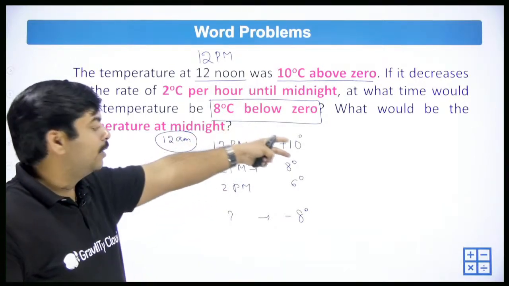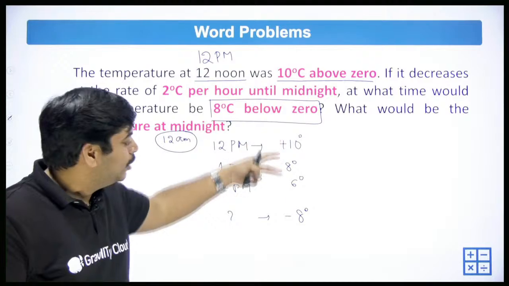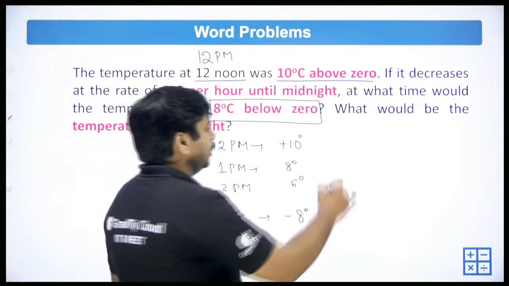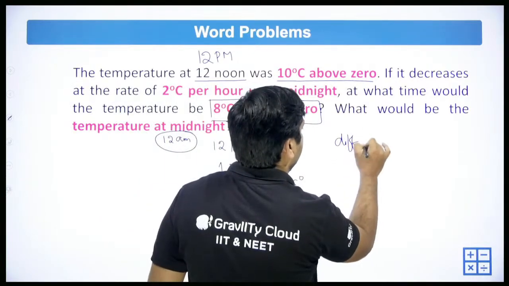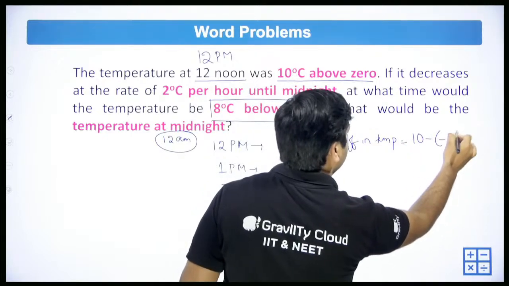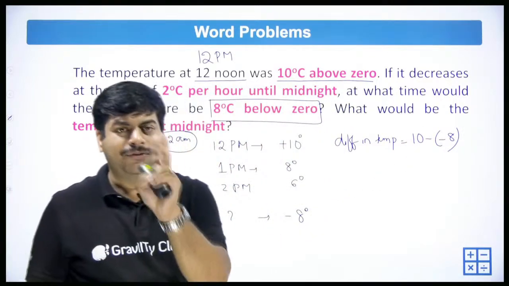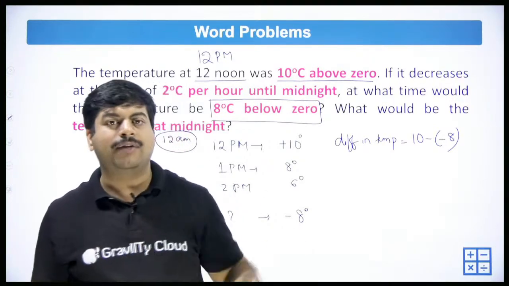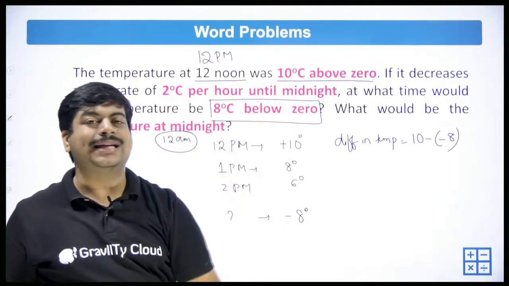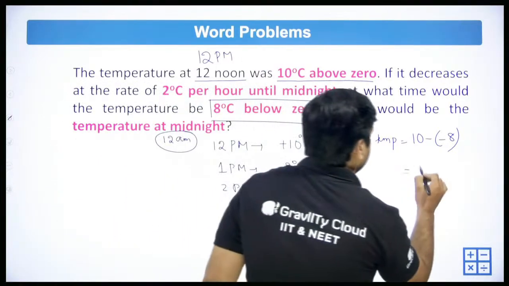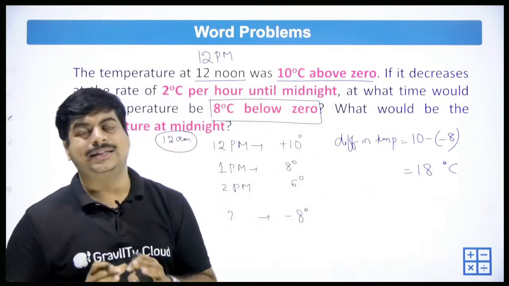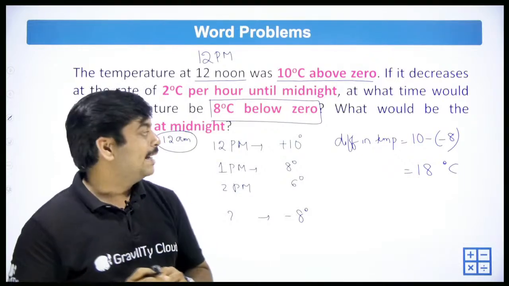Starting at 12 p.m., it is at 10 degrees. From 10 to minus 8, what is the difference? The difference in temperature is equal to 10 minus of minus 8. Difference of 5 and 3 is 5 minus 3. 10 and 5, 10 minus 5. 10 and minus 8, 10 minus of minus 8. Don't forget that extra negative. So that is 18. So in total it should reduce by 18 degrees.